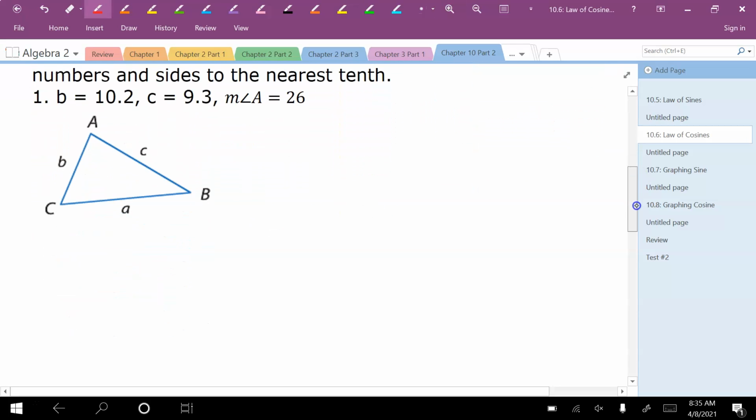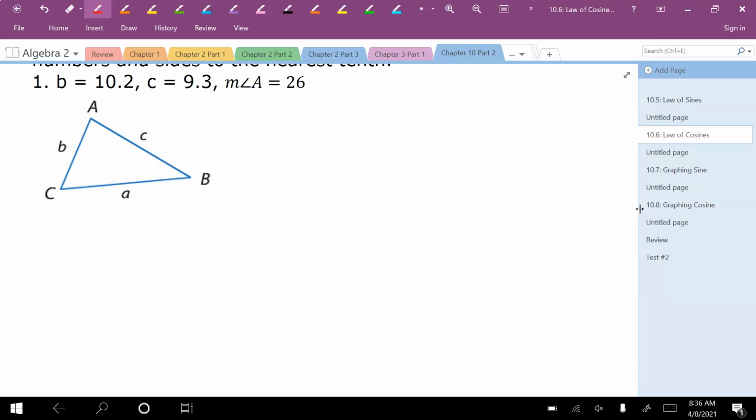So for this first one, they give us this triangle ABC. They say that side B, so little b, is equal to 10.2. Side C is equal to 9.3. And the measure of angle A is 26. So I'm just labeling some of my information with what I have here.